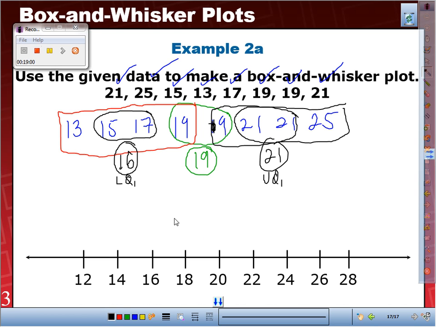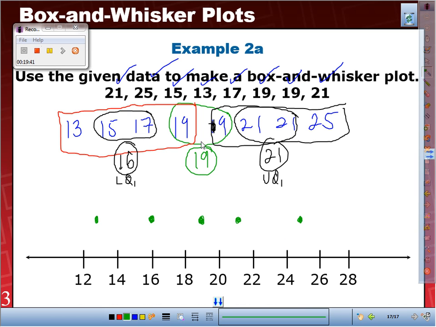So let's build our box and whiskers. Here we go. First, I need to plot my lower quartile. Where would that go? 16, which is right there. You plot a point. What is our median? 19. Which is about right here. Where's our 20 and 22? So it's about right here. What is our minimum? 13. What is our maximum? 25.